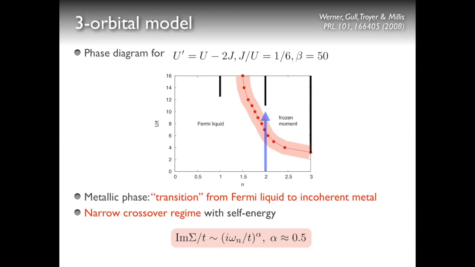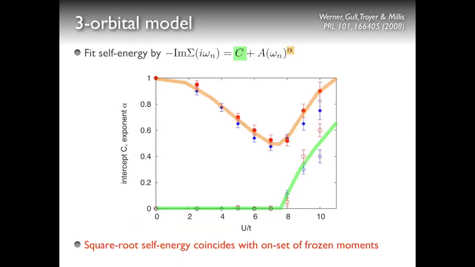And to demonstrate this, let me show on the next slide how the self-energy varies along this blue arrow here as we increase the interaction for fixed n equals 2. So what I did here is to parameterize the self-energy by the form constant plus constant times frequency to the power of alpha, and what is plotted in the figure is the exponent alpha and the constant c. As we increase the interaction, you can see that we start with an exponent of 1, which is consistent with Fermi-liquid behavior, and then at this spin freezing crossover, we reach 1/2, which is the square root behavior, and as we enter into the spin frozen regime, the constant c goes up, which means that inside the spin frozen regime we have scattering off these frozen magnetic moments.